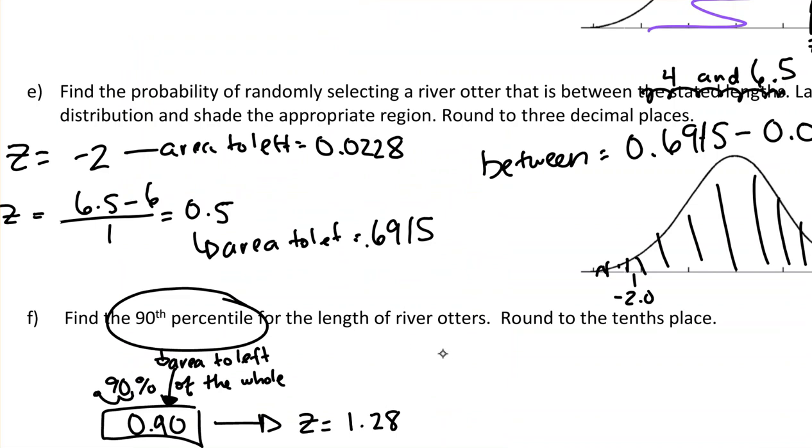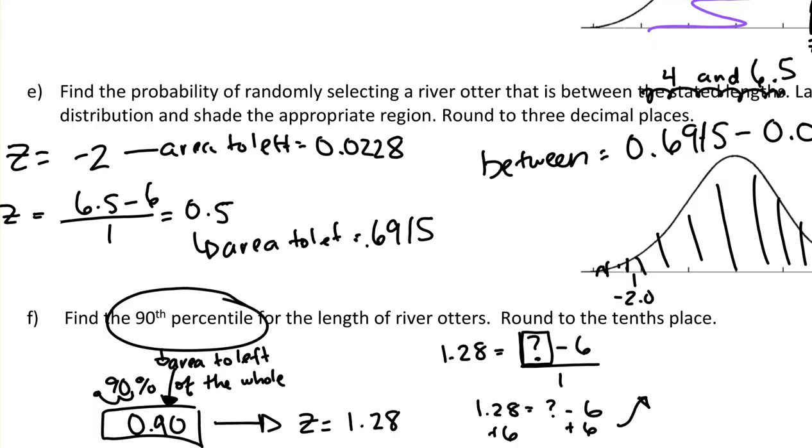Now, the z-score is 1.28, but the value is unknown. To find the z-score, you take the value we're looking for minus the mean, which in our case is 6, divided by 1, and we can solve for our unknown using algebra. So multiply both sides by 1, we get 1.28 equals our unknown minus 6, and then we're going to add 6 to both sides. Our unknown is equal to 7.28. So you would have to have that length of river otter such that 90% of all other river otter lengths are less than or equal to that.